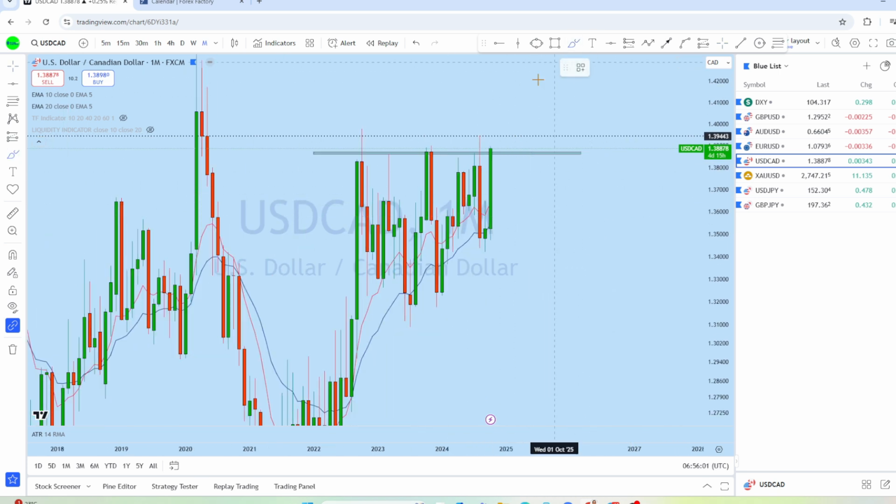As we saw from the monthly, there was a breakdown here, and that breakdown basically was a potential false breakdown. That's why we saw that after forming a series of higher lows, the market managed to bounce.